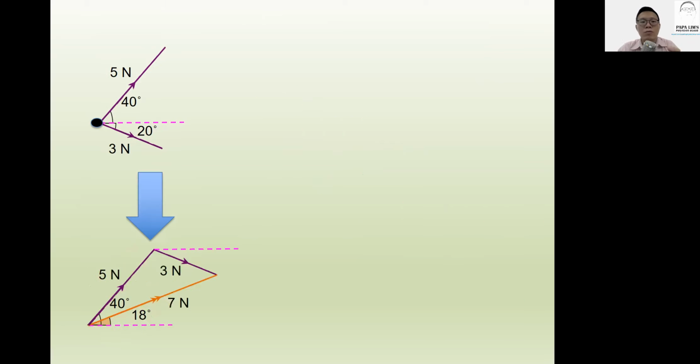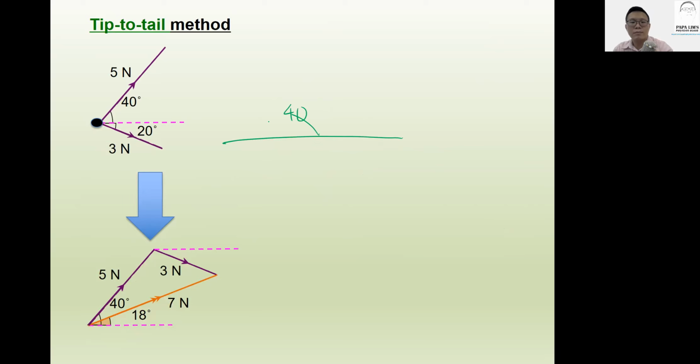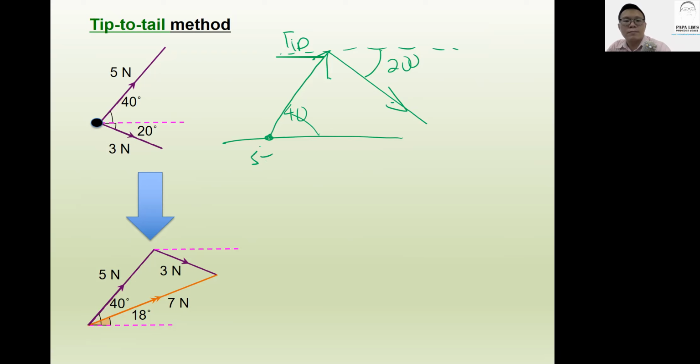Each method has its own specifications. For example, for tip to tail, remember the tip of one force touches the tail of the other force, so that I can have a 40 degree. This is the tip of the first force, then the tail of the second force, which is 20 degrees below the horizon. This is what I mean by tip to tail halfway through. This is the start point, this is the end point, and you join them together to get the final answer.